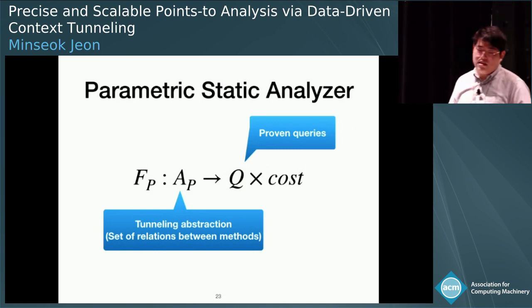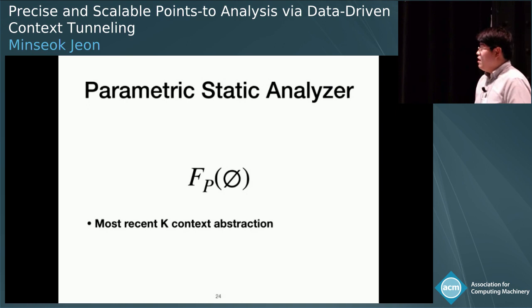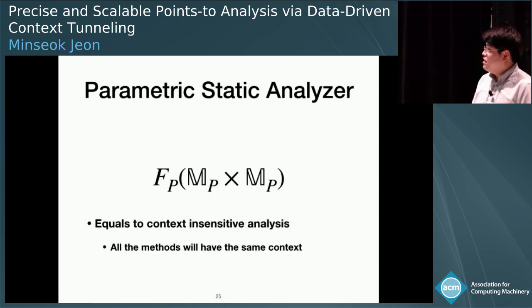We assume static analyzer F takes a tunneling abstraction and returns proven queries and time elapsed. Tunneling abstraction here is a set of relations between methods which determines when to apply context tunneling. If the tunneling abstraction is an empty set, it is the same as the most recent K context-sensitive analysis. If you apply context tunneling to all method calls, it equals context-insensitive analysis because all the methods will have the same context.